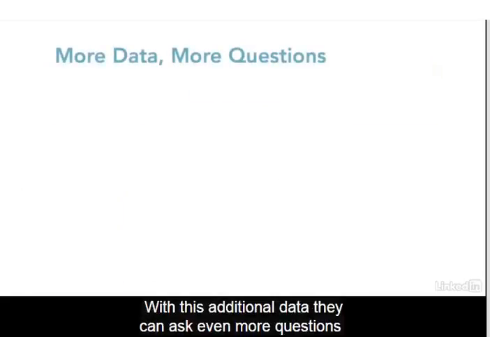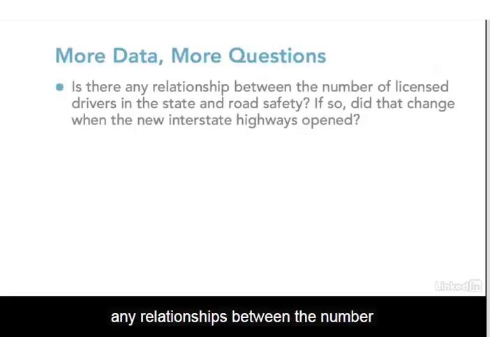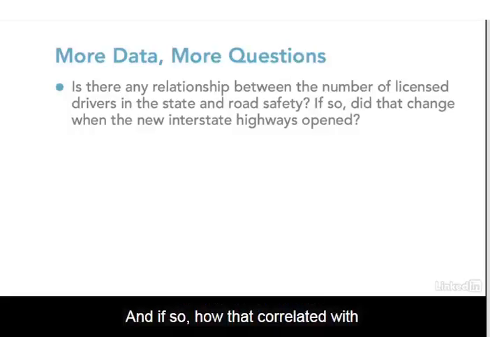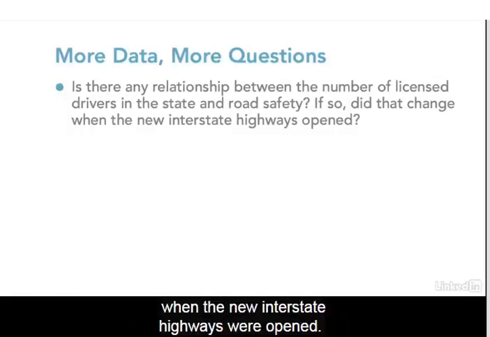With this additional data, they can ask even more questions, and this is called adding breadth to the data available for correlation. Now they can ask if there are any relationships between the number of licensed drivers in the state at any given point and what the relative road safety levels were, and if so, how that correlated with when the new interstate highways were opened.